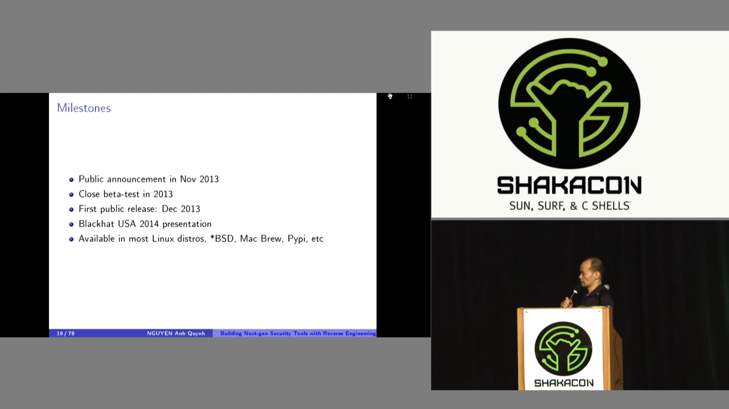So, okay, here are some milestones for Keystone. The first public version came out in December 2013, and I gave a talk at Black Hat in 2014 on that, the next year. And so far, Keystone is available in all the Linux distributions, that is Red Hat, Fedora, Debian, Ubuntu, and so on. It's also available in all the BSD distributions, on Mac, and in other package repos.